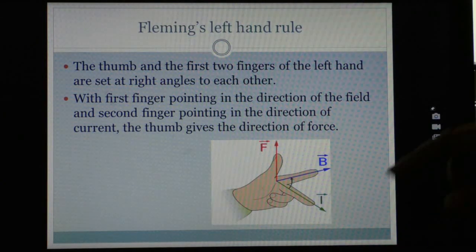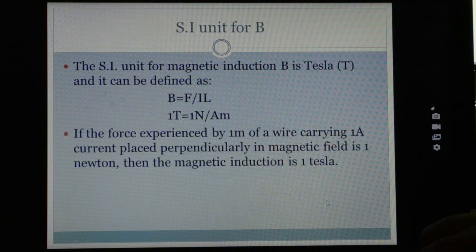In case of Fleming's left hand rule, we make this gesture of the hand. The stretched thumb indicates the direction of the magnetic force. This finger, the forefinger, indicates the direction of magnetic induction, and this finger indicates the direction of electric current. The SI unit for magnetic induction B is Tesla. Tesla is the unit of magnetic induction B, and it is abbreviated by capital T.